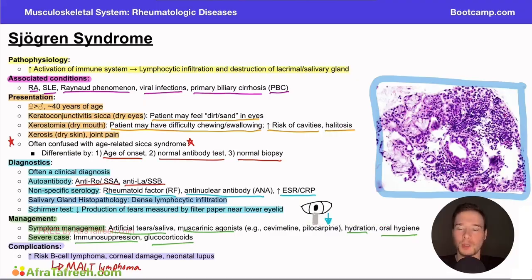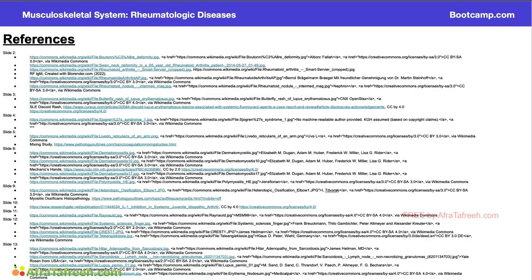When we think about diagnostics, you have to know about these autoantibodies, the anti-Ro and anti-La antibodies, and some of the other non-specific ones that we can see in other immune conditions as well. There's a bit of overlap between these, so they're not as useful when making a formal diagnosis. Also keep in mind there are a couple different ways, such as a biopsy or the Schirmer test, we can use to, again, further confirm our diagnosis. When we think about our management here, it's really symptom management, but in severe cases, we can consider immunosuppression or glucocorticoids. Important to keep the key complications in mind. These include the increased risk of B-cell lymphoma, corneal damage, and neonatal lupus for these patients.